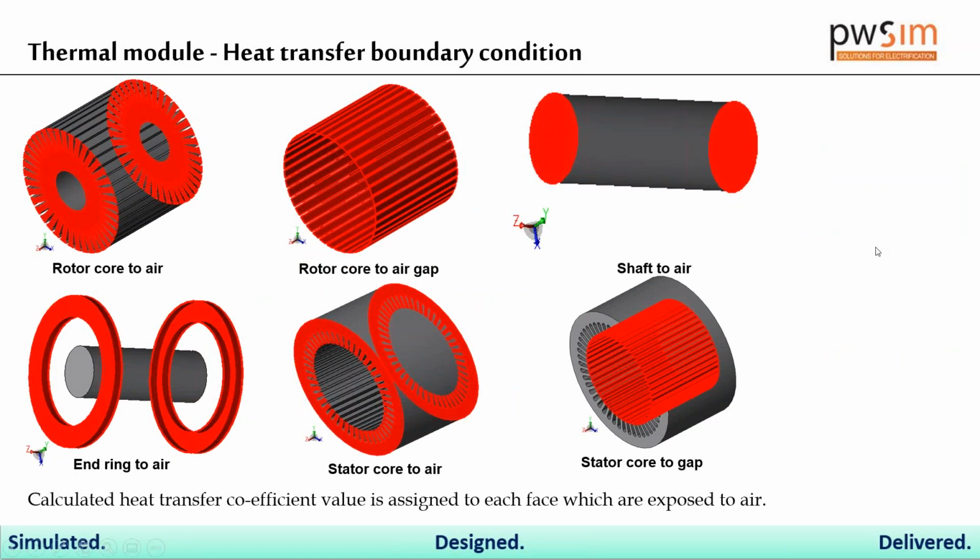Now, like I told you, based upon the thermal circuit you have provided, you have to fix the heat transfer boundary conditions, like how from the rotor core to air there is some heat transfer occurring. So that condition or that part you have to select and fix it. Similarly, from the rotor core to the air gap, the shaft to the air, the end rings to the air, the stator core to the air, as well as the stator core to the air gap. So these are what is meant by heat transfer boundary conditions.